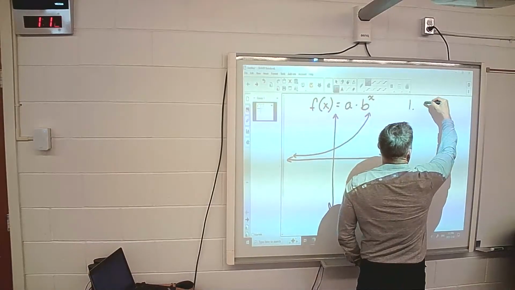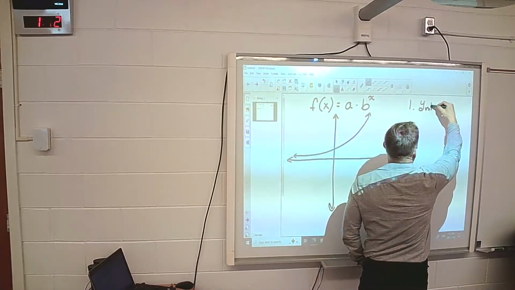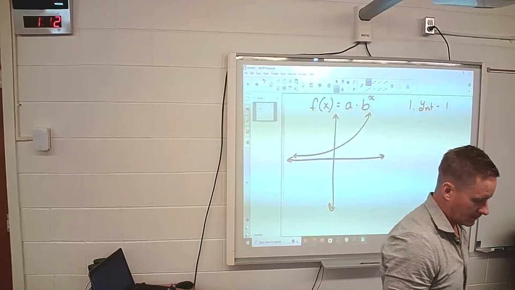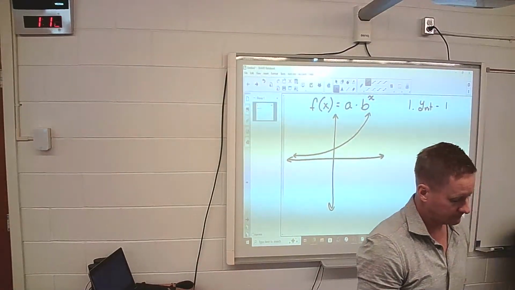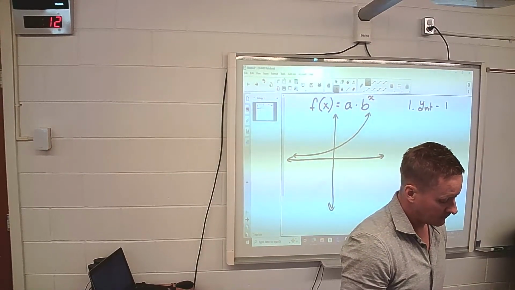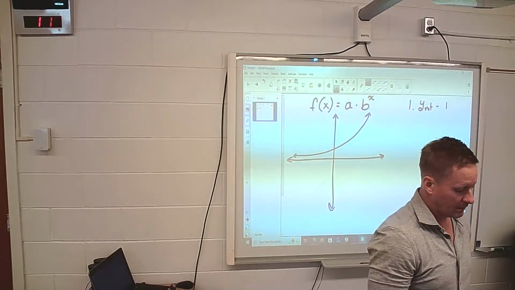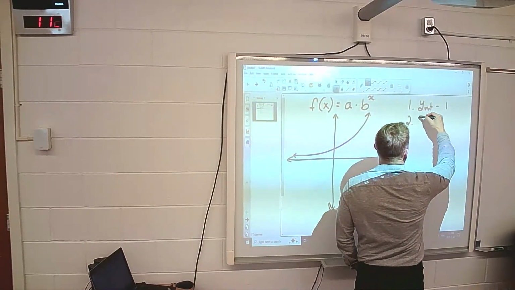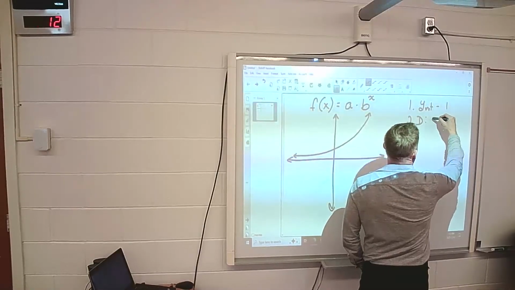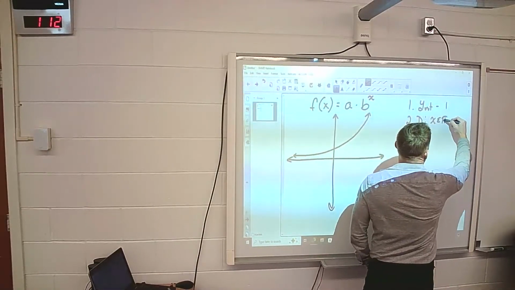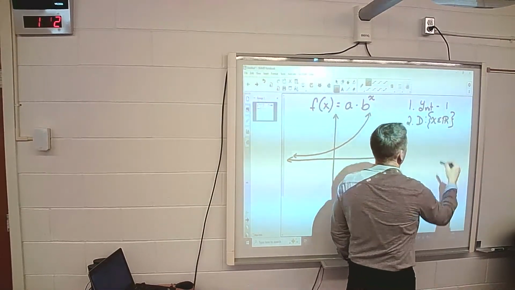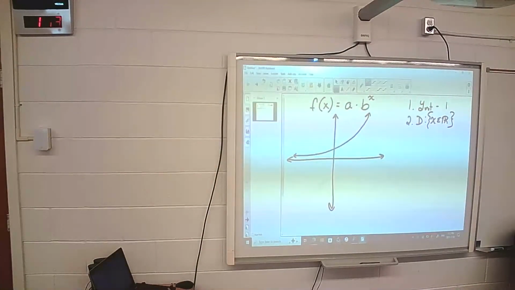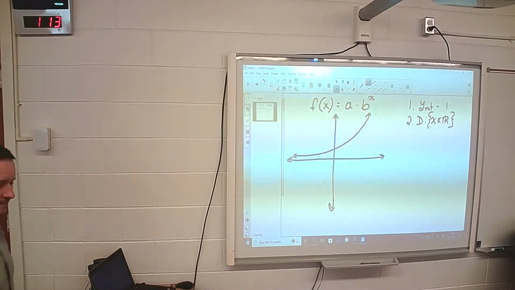Okay, number 1. Y-intercept is 1. That's the first thing that we need to know. Okay. Number 2, the domain. X is an element of all real numbers. Goes left forever, right forever.